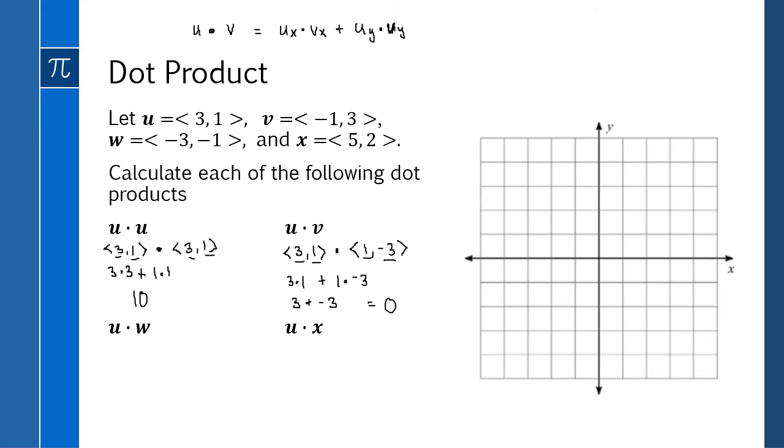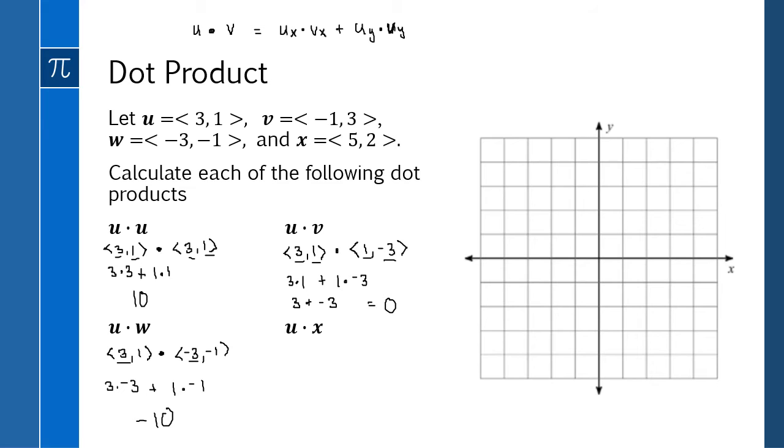Vector u dot w would be 3, 1, dot product with -3, -1. So 3 times -3 gives us -9. I'll write this out though. So we've got 3 times -3. And we're adding to that 1 times -1, the product of the two y coordinates. So it gives us -9 plus -1, so -10.